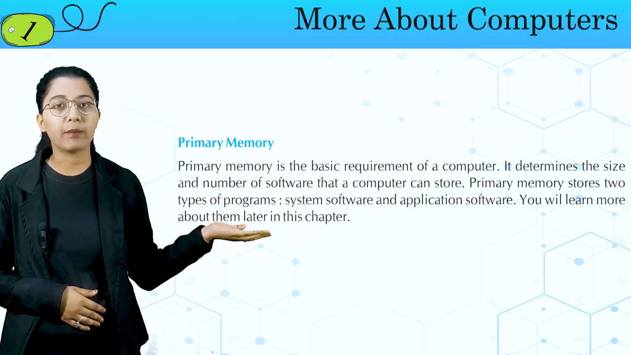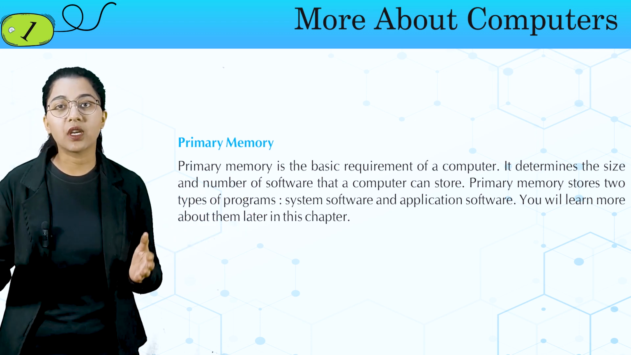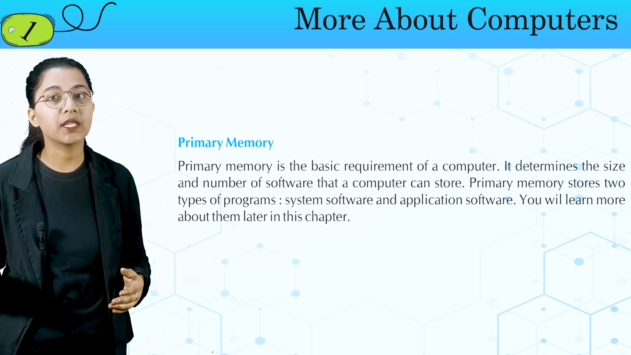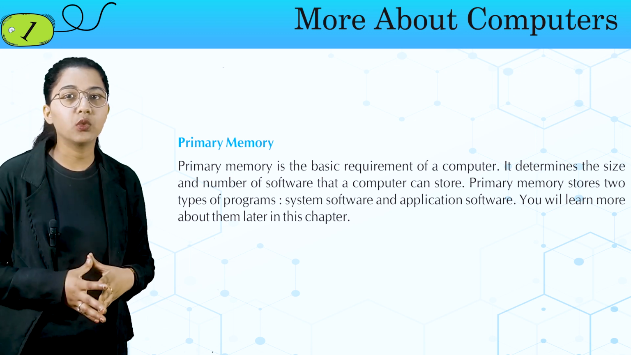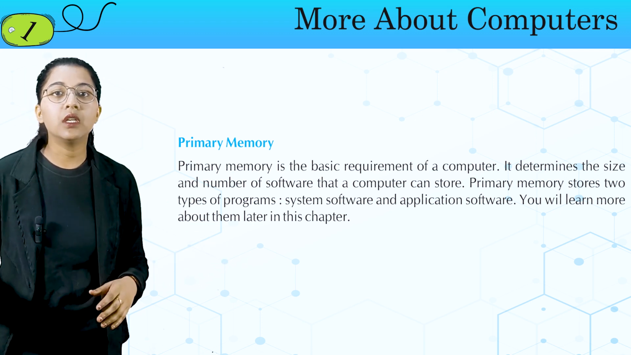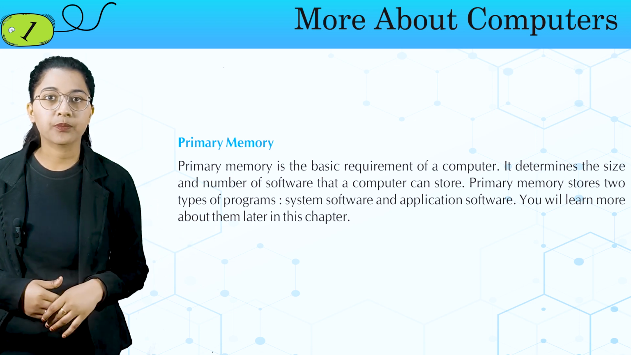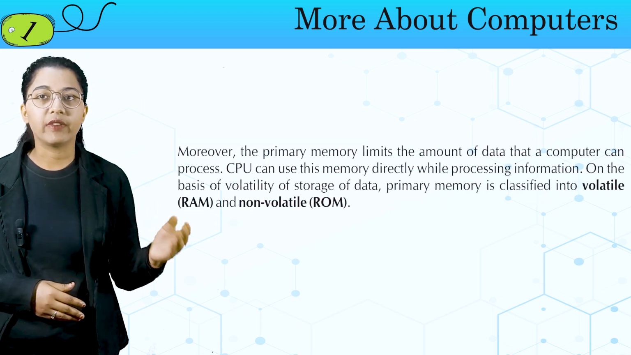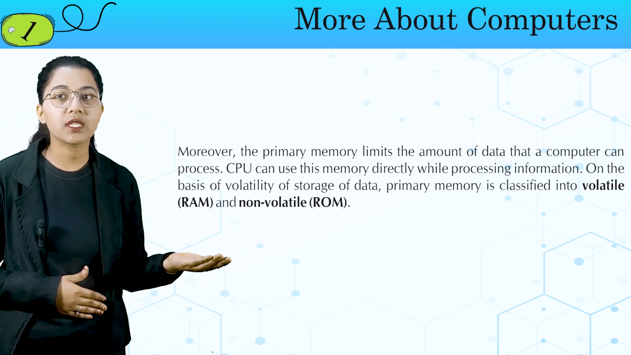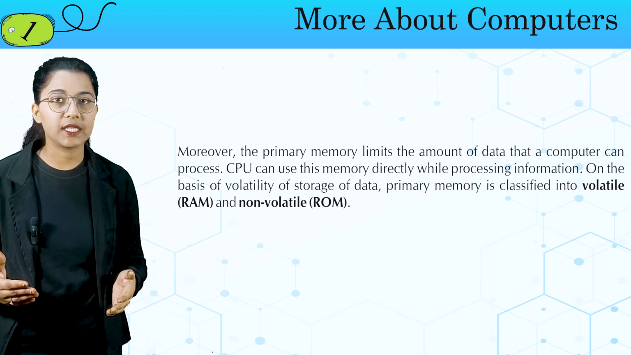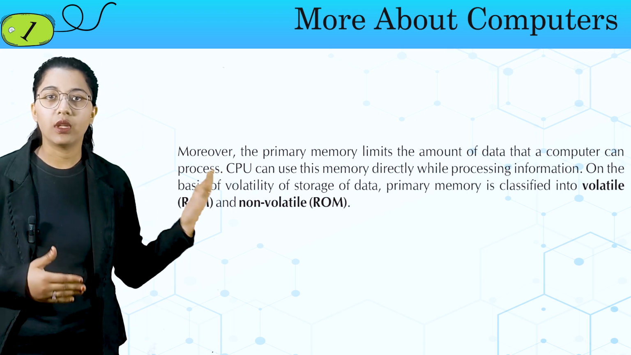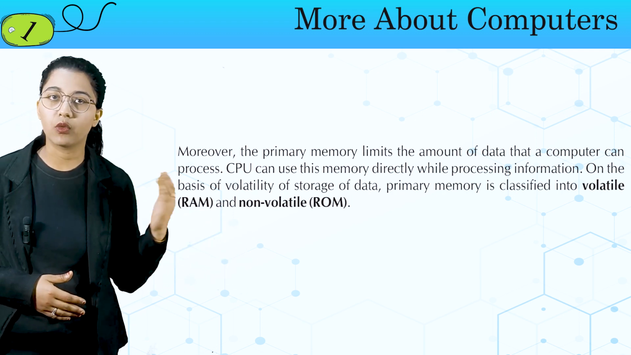First is primary memory. Primary memory is the basic requirement of a computer. It determines the size and number of software that a computer can store. Primary memory stores two types of program, that is system software and application software. You will learn more about them later in this chapter. Moreover, the primary memory limits the amount of data that a computer can process. CPU can use this memory directly while processing information. On the basis of volatility of storage of data, primary memory is classified into volatile RAM and non-volatile, that is ROM.